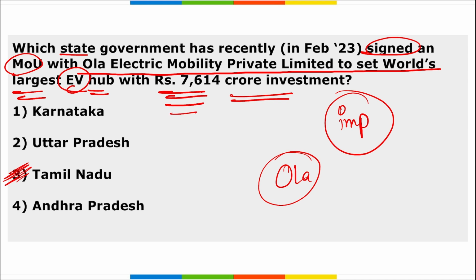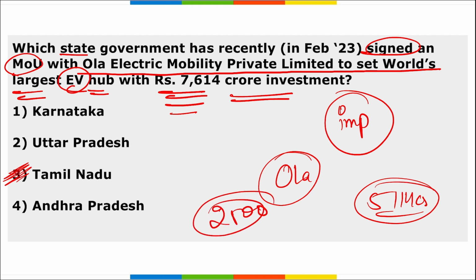All right, and where will it be set up? It will be in Tamil Nadu, and this will generate a large amount of employment for the people living there. Ola will invest around 5,114 crore rupees for making lithium cells and around 2,500 crore rupees for the car plant, and both will be in Tamil Nadu.